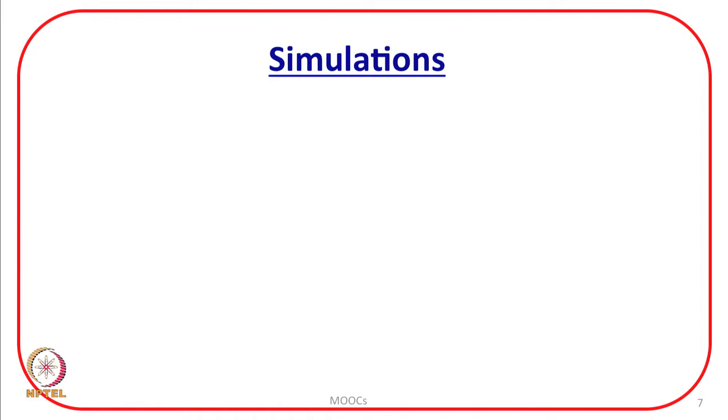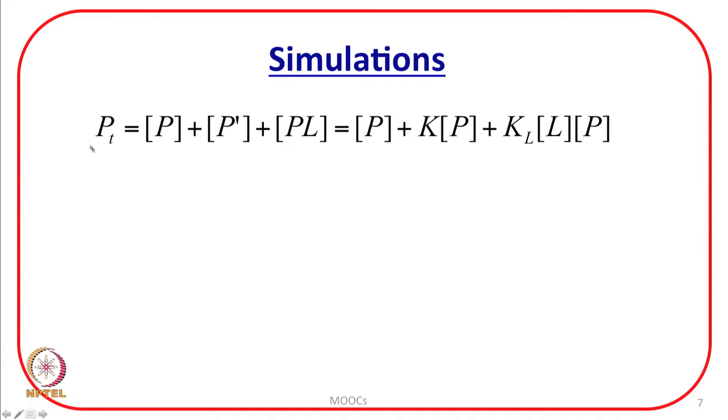Now, let us go back to the slide. Total protein concentration in solution is equal to the concentration of protein in the native form, which is free, the concentration of protein in denatured form, and the concentration of protein which is in ligated form. Now, from the earlier derived equations, we can substitute for concentration of P prime, we can substitute for concentration of PL, and we will end up with this equation, which is concentration of P plus K times concentration of P plus KL into concentration of L into concentration of P.